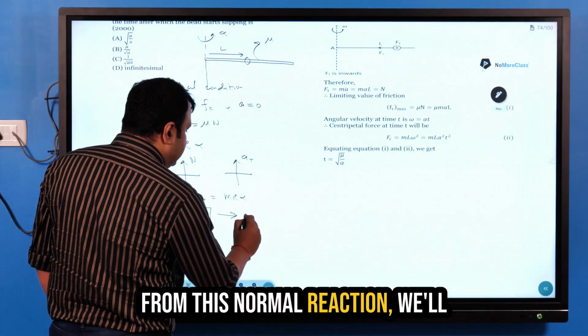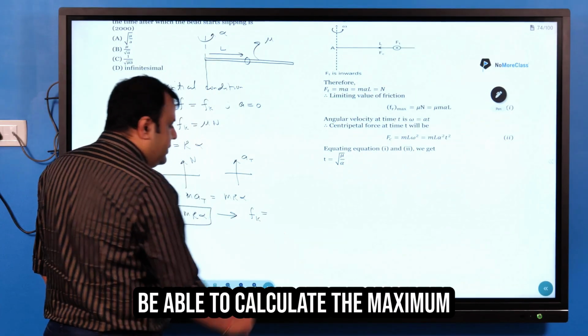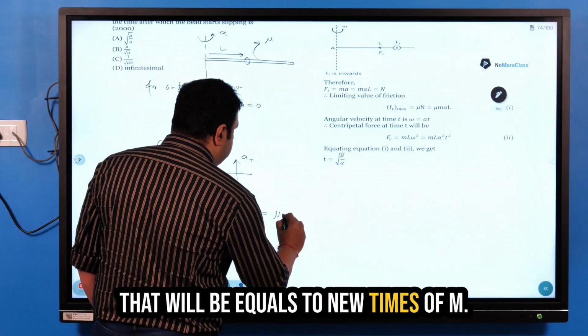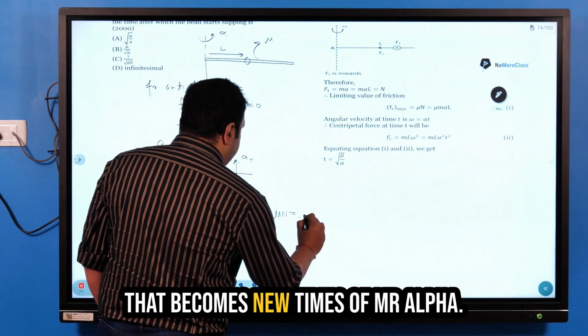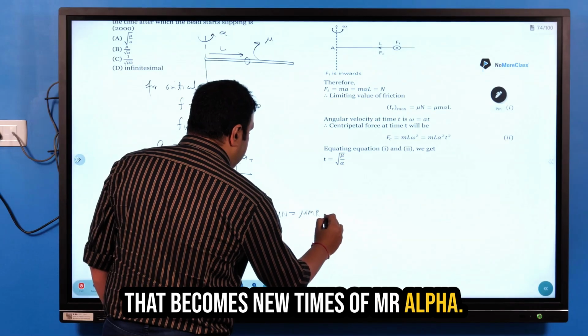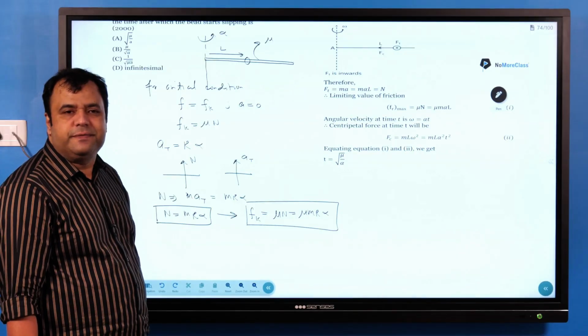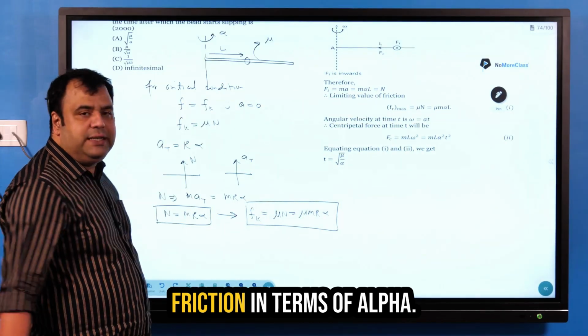From this normal reaction, we'll be able to calculate the maximum value of friction, which is Fk, and that will be equal to mu times N. That becomes mu times m R alpha. This is the friction. So we have got the friction in terms of alpha.